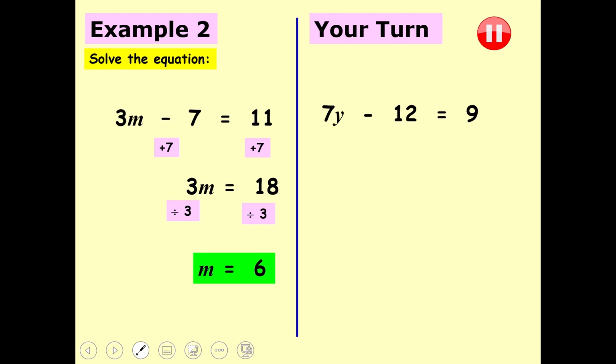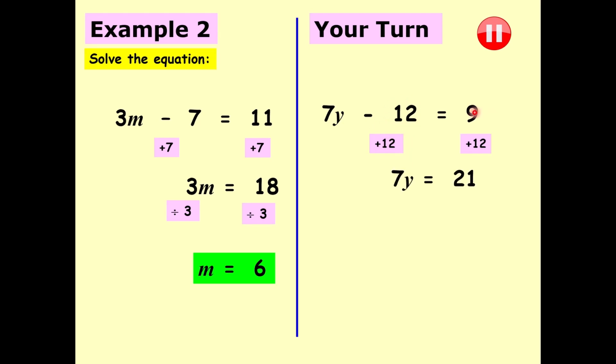Okay, let's go through the answer to this one. Hopefully you've unpaused. Covering up the 7y, we've got a subtract 12 there that's stopping us from having 7y on its own. So we're going to do the opposite of that, which is adding 12. And we're going to add 12 to both sides, making this 0 just to be left with 7y. And then 9 add 12 will give us 21.